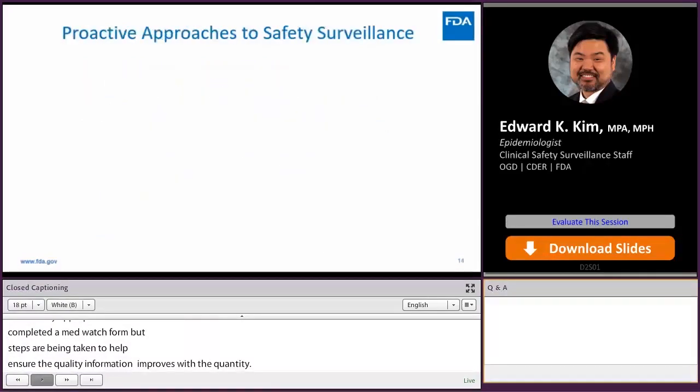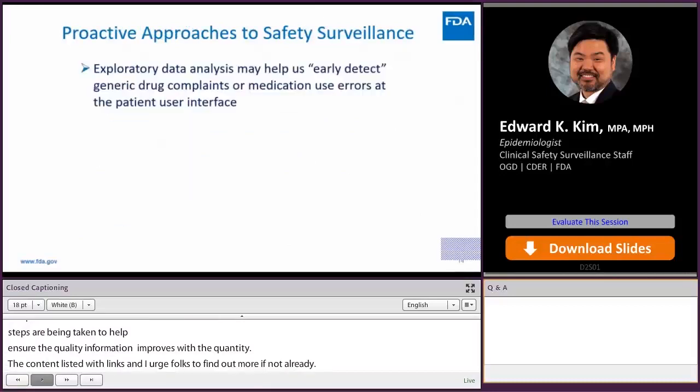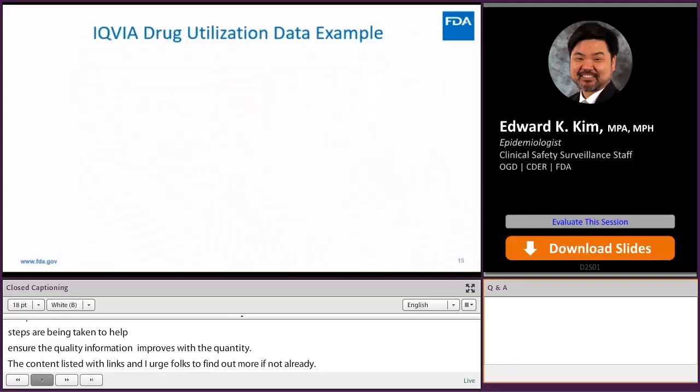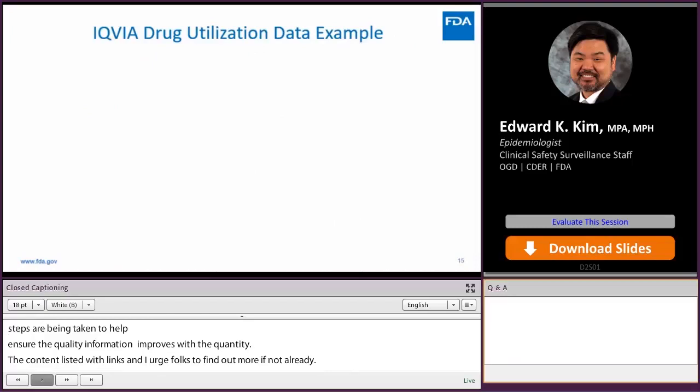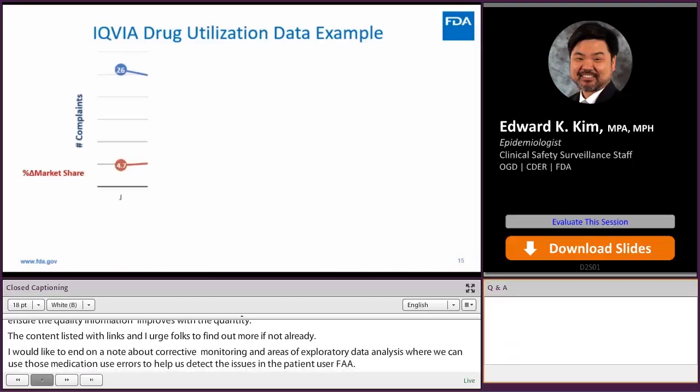I'd like to end on a note about proactive monitoring and areas of exploratory data analysis where we can use data sources such as generic drug complaints and medication use errors to help us detect issues early at the patient-user interface. To illustrate, let's return to the relationship between reported adverse events and market share. At its surface, we examine these data together starting at one point and see that, for example, they both begin to converge at a more current point.